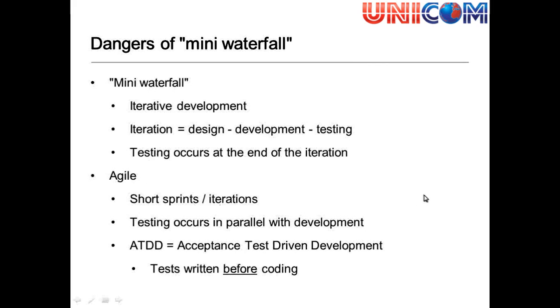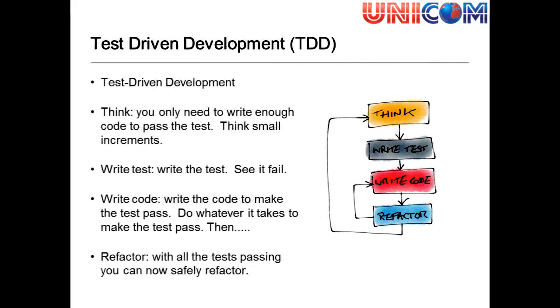So in Agile, we have short sprints. The testing occurs in parallel with the development, and there are ways to achieve this, such as acceptance test-driven development and test-driven development, which we'll have a look at now, where tests are written actually before we start coding. We sit alongside the developers, write the tests, see them fail, and get the developers to make them pass. So let's have a look at that.